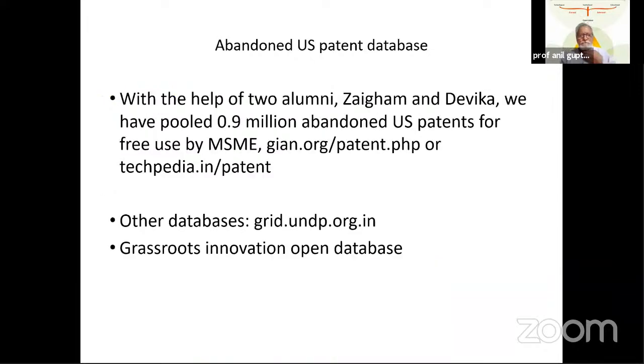Second, we made another database recently, just last year, or maybe early this year. With the help of two alumni, as I mentioned, Zaigam and Devika, we pulled 0.9 million abandoned US patents. You can find them at jan.org/patent.php or techpedia.in/patent. 0.9 million abandoned. What is the meaning of abandoned? They were granted, but the fees were not paid again for them to be renewed. Therefore, they got abandoned.